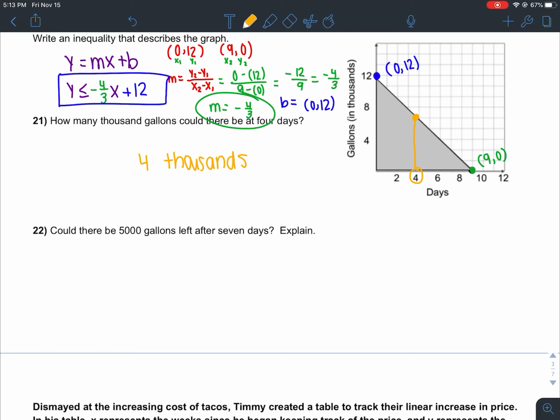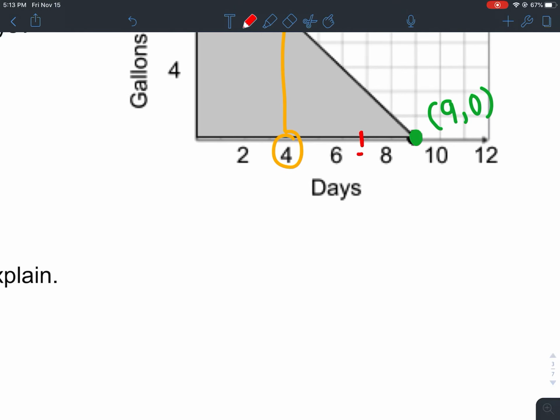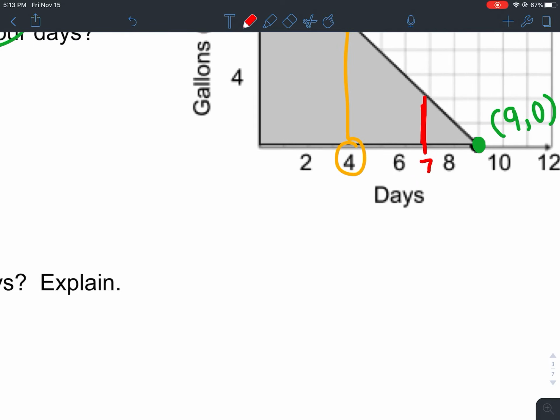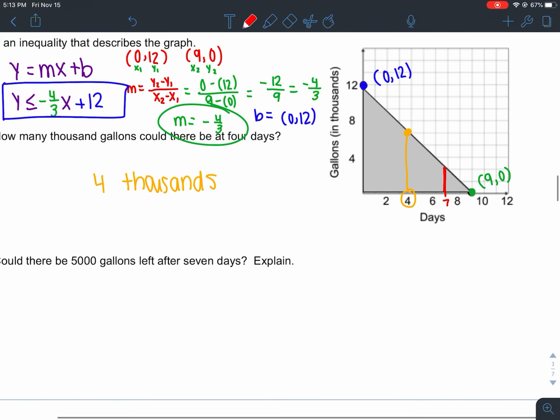All right, number 22. Could there be 5,000 gallons left after 7 days? Let's go ahead and look at 7 days. So 7 days is going to be about right here. Let's look at our biggest possibility. The most amount of gallons we could have is probably about 3, maybe 3.5. So could we have 5,000 gallons? Well, 5,000 gallons would be about right here, and that's too high. So you can't have 5,000 gallons. The most you can really have is about 3 or 3.5.